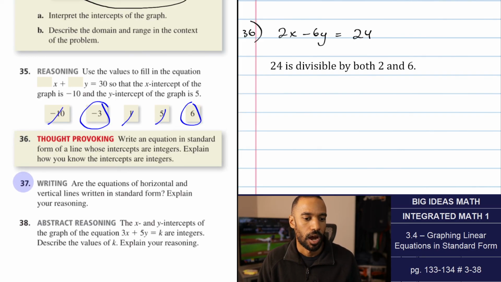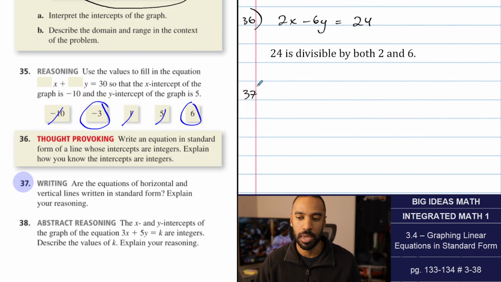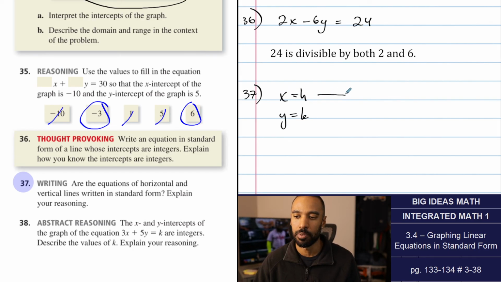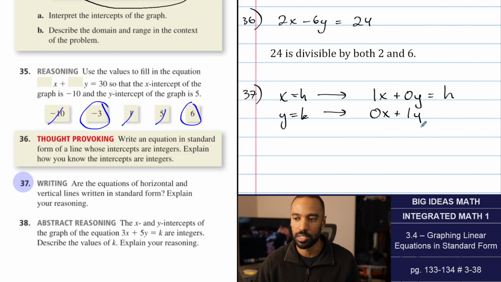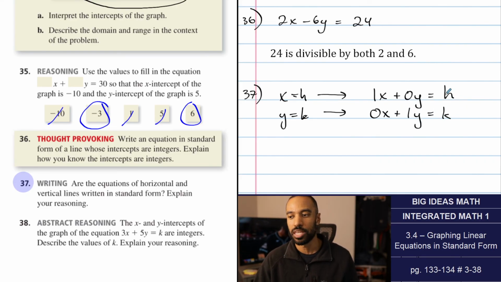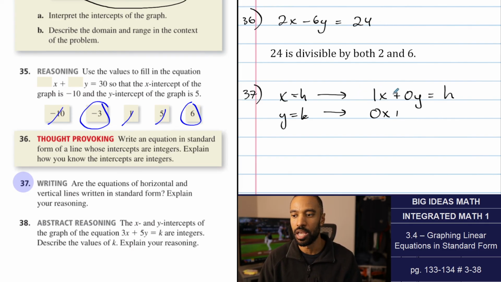Number 37, are the equations of horizontal and vertical lines written in standard form? Explain your reasoning. They are, and that's really where they came up with this. Yes, when I have some sort of x equals h equation or y equals k, keep in mind that x equals h is 1 times x plus 0 times y equals whatever that h value is, and y equals k is 0 times x plus 1 times y equals k. Even if you had a number for y like a 4, and this was 40 or whatever, you still divide by 4 and it's still a y equals equation. But yes, this takes on the standard form appearance, even with these letters involved.